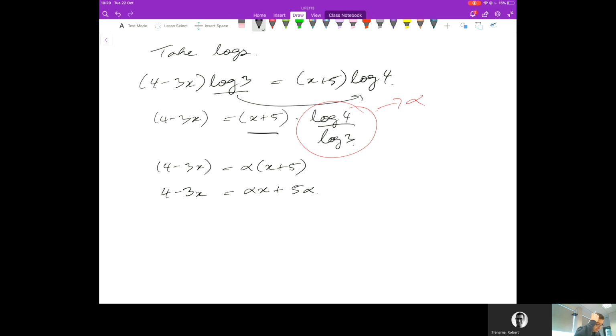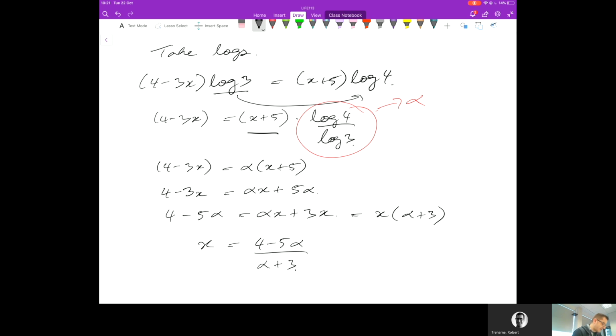Okay. Now I'm going to collect these terms, right? So I want the x's on the one side and the non-x's on the other. So I'm going to get the non-x's on this side. So I'm going to do 4 minus 5 alpha is equal to alpha x plus 3x, okay? Which of course is equal to, if I put that back in brackets, alpha plus 3 times x. So x is equal to 4 minus 5 alpha over alpha plus 3.